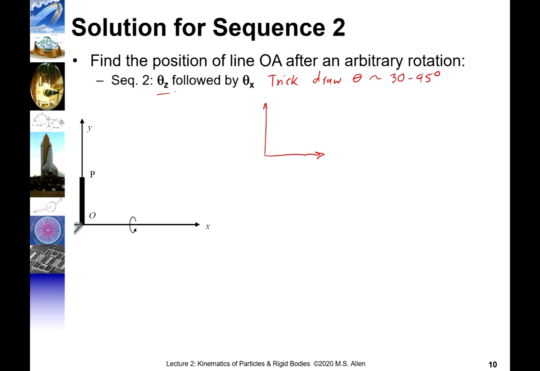So let's start with the theta z rotation. What we need is a view in the xy plane of what's happening. And then we're going to rotate about z, so that's going to be a rotation this way. So now we can imagine then that x is going to come up to a new position and y is going to come up to a new position, and that angle that they've rotated through is theta z, right?